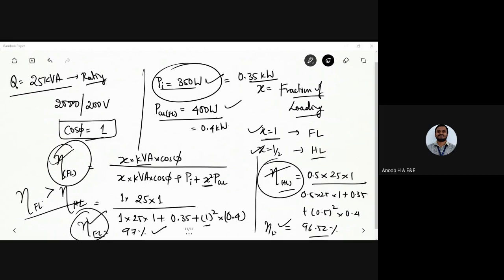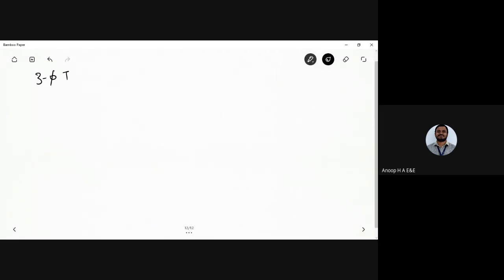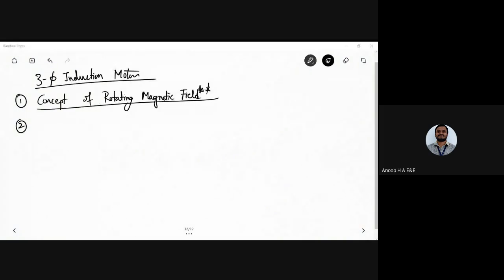Moving on to the next one, we got the three-phase induction motors. Okay, so we call it three-phase induction motors. What are the concepts that come to your mind when we highlight three-phase induction motors? That is the first one. We call up the concept of rotating magnetic field. So this is a very important derivation.